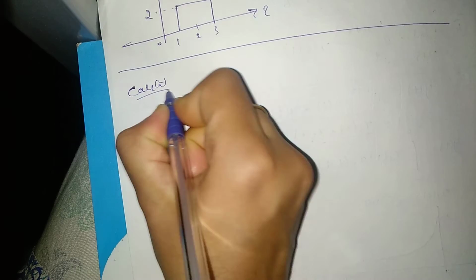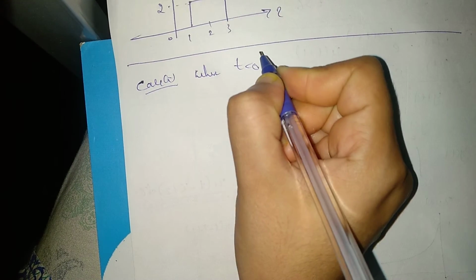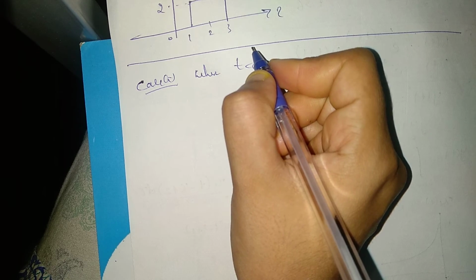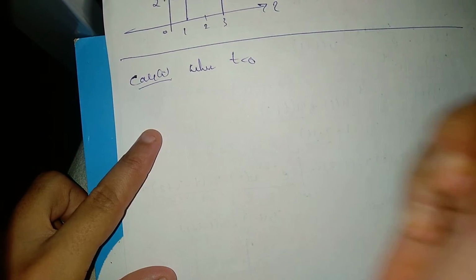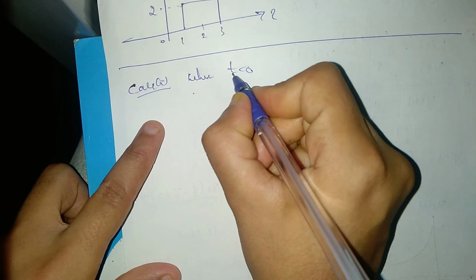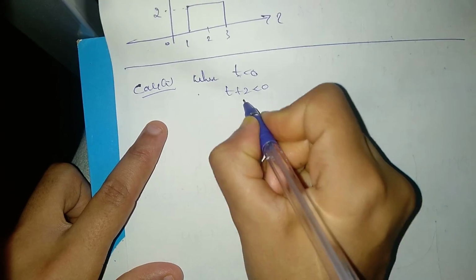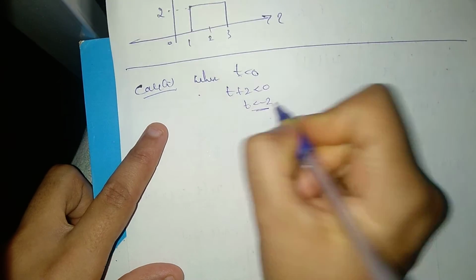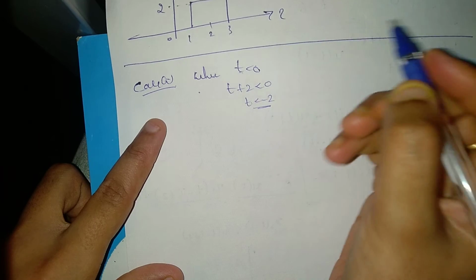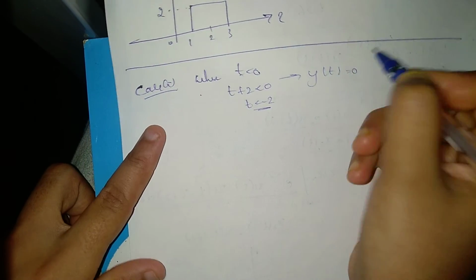Consider case number 1, when t is less than 0. What happens when t is less than 0? There are no common values for the multiplication. So I'm not taking t, I'm taking t plus 2 less than 0, so t is less than minus 2. If t is less than minus 2, there are no common values. So y of t will be 0.